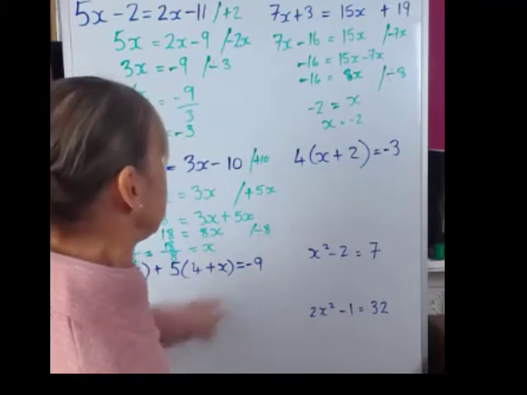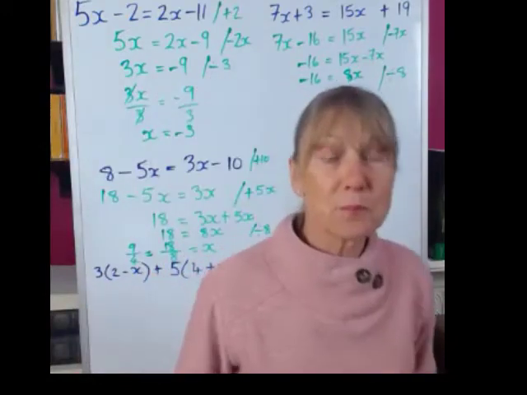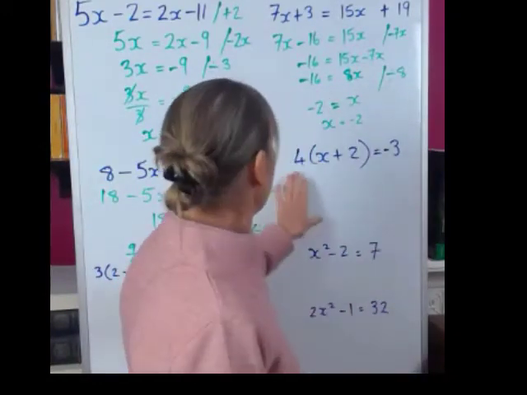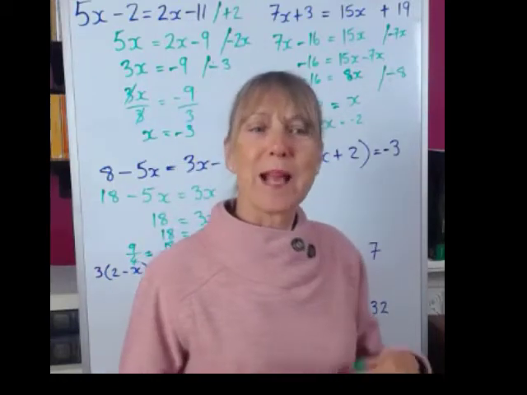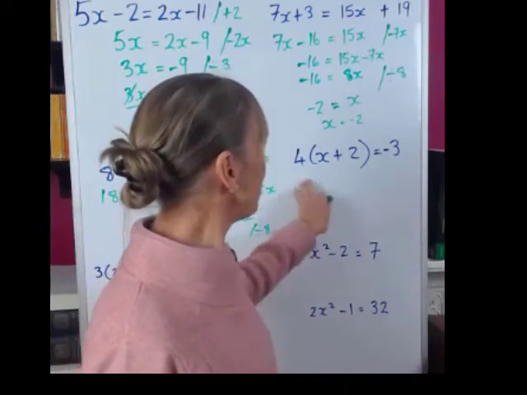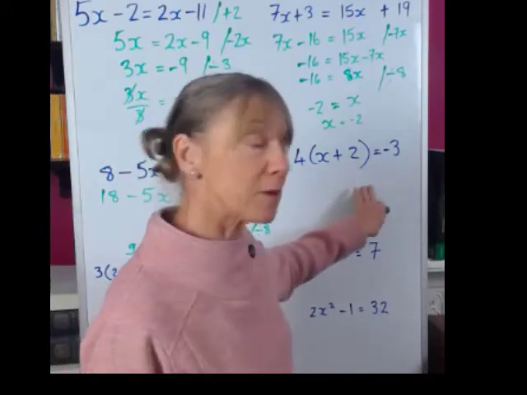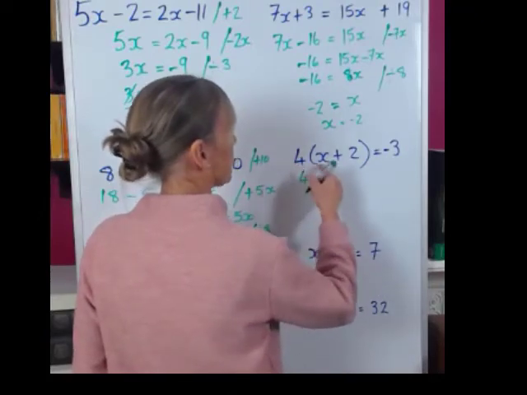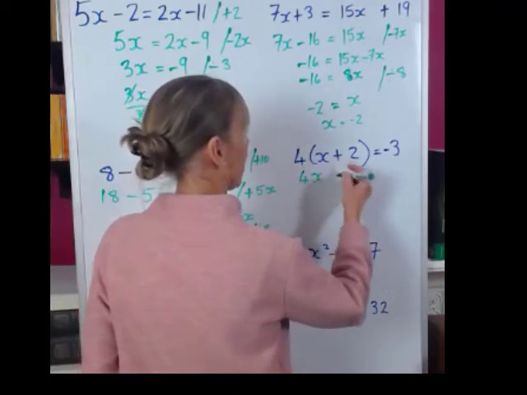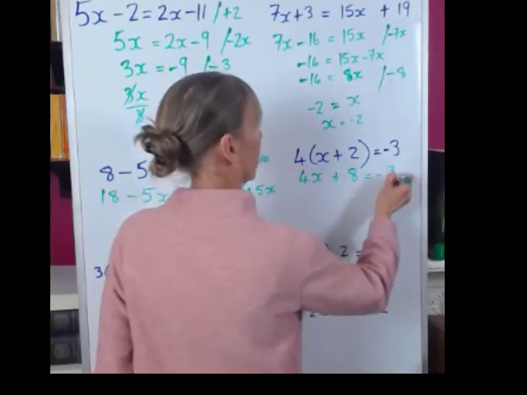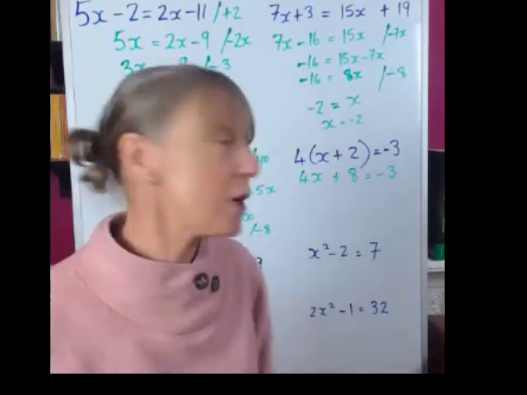All right, so the next one involves brackets. Now, brackets just tells you that the thing on the outside must be multiplied by everything inside the bracket. So we have an extra step where we multiply or expand out the brackets. So let's do that extra step. We've got 4 times x plus 4 times 2. And now we've just got an equation like we were doing before.